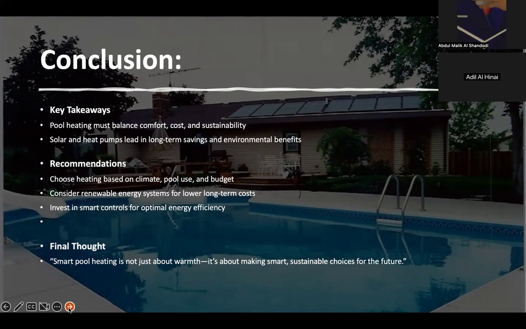With advancing technology and growing emphasis on energy efficiency, the future of pool heating lies in smart, sustainable systems.